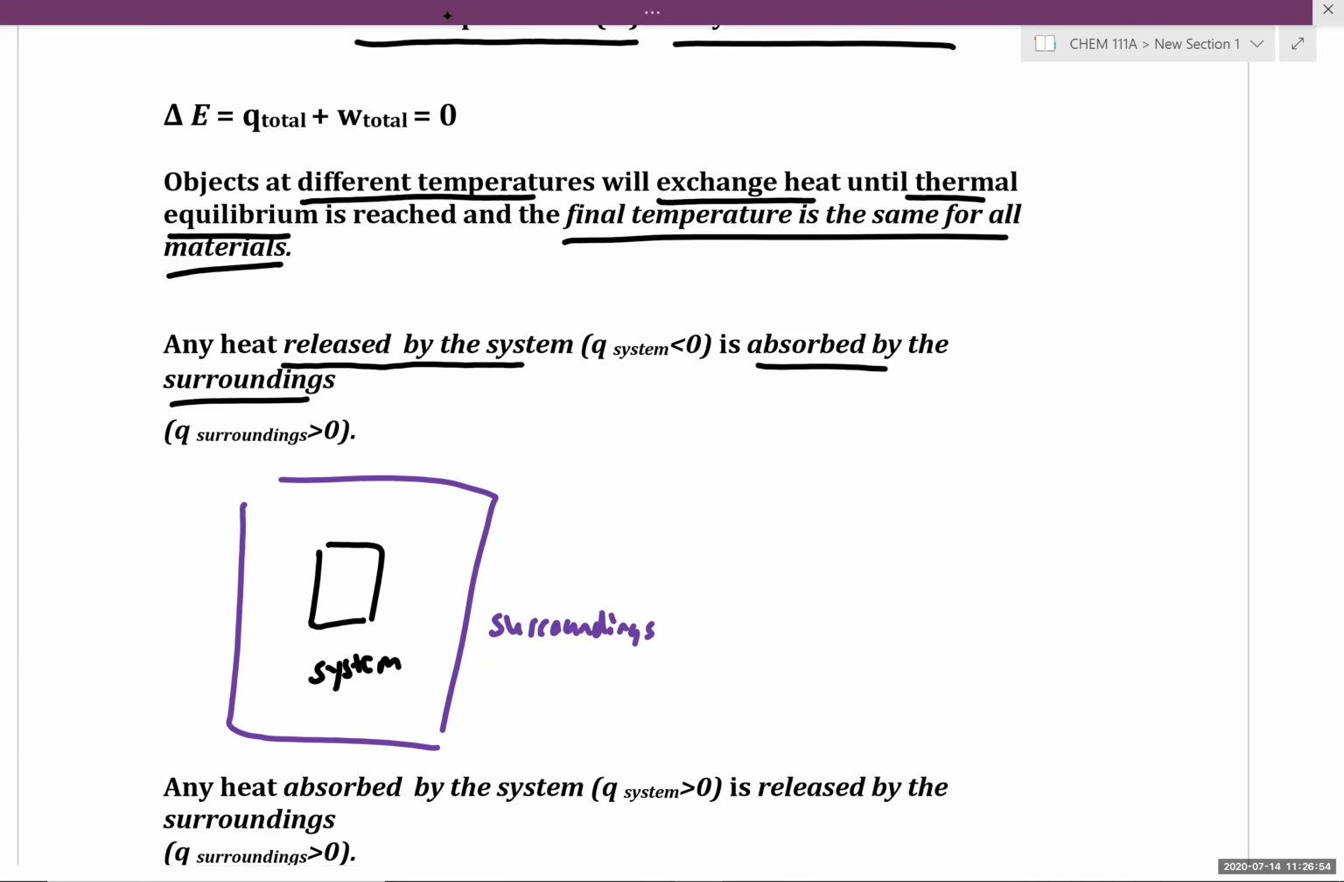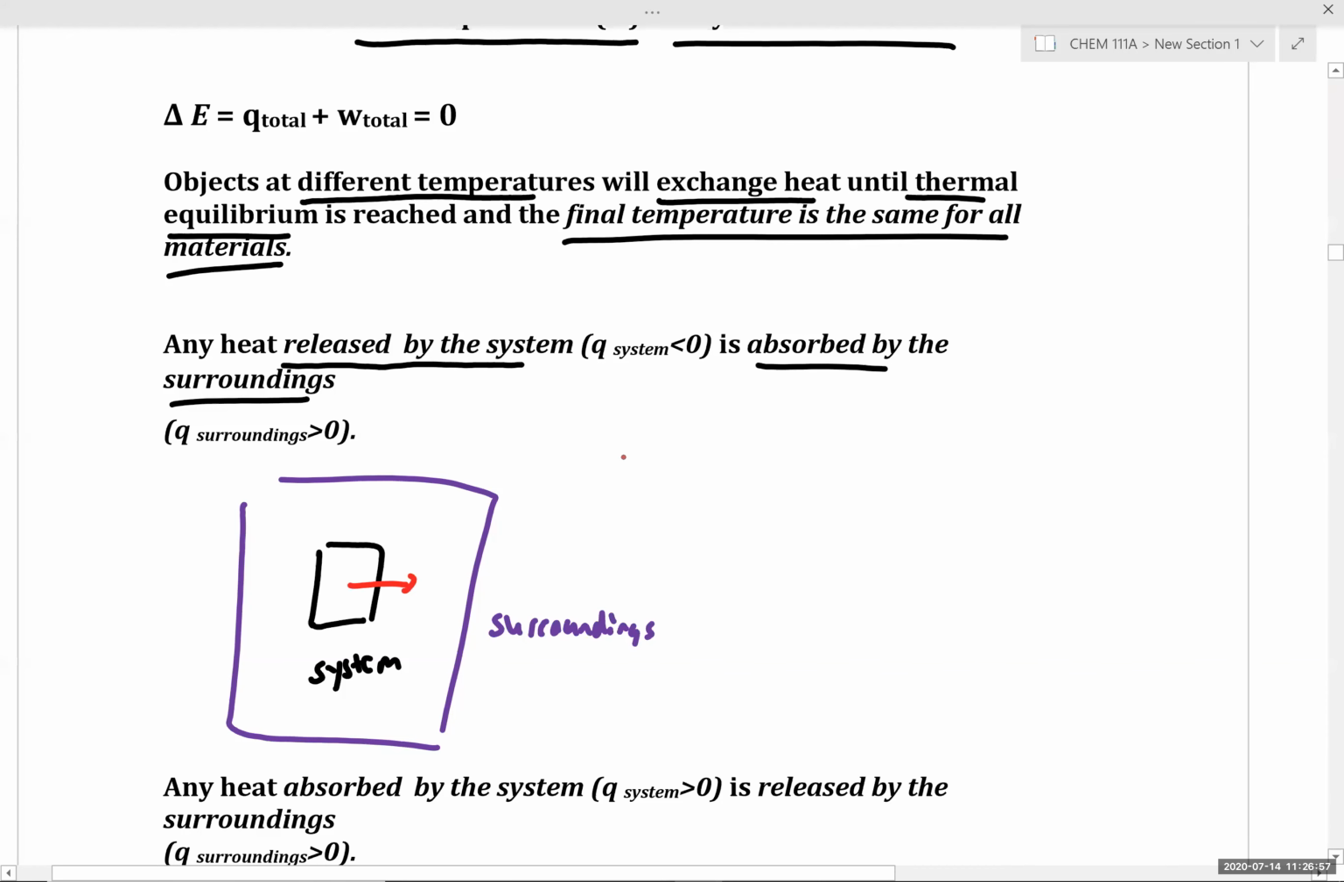if heat is leaving our system, we know that Q system is less than 0. And since the surroundings are gaining heat, we know that Q surroundings is going to be greater than 0. Since energy must be conserved, the same amount of heat lost by our system must be gained by our surroundings. So Q system is equal to -1 times Q surroundings.